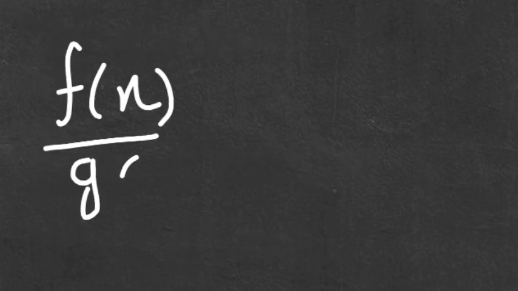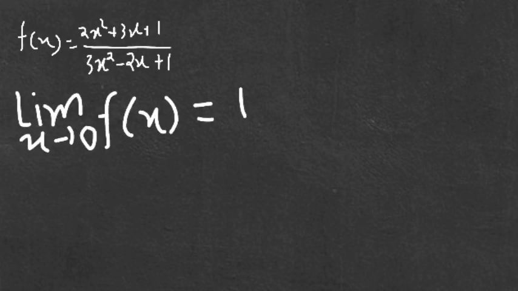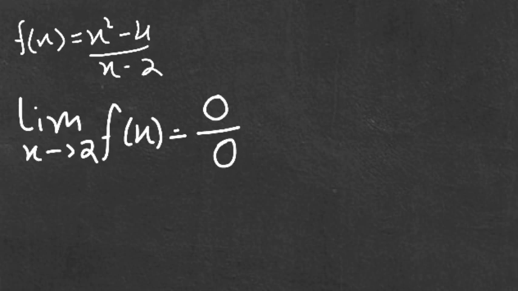Now what about functions in rational form? Let's work out such a function. Let's say that f of x equals 2x square plus 3x plus 1 by 3x square minus 2x plus 1. Now let us find the limit of this function as x approaches 0. We get 1. It's simple because we can use substitution in this case. Now let's see another function. f of x equals x square minus 4 by x minus 2. This seems simple, right? Let us find the limit of this function as x approaches 2.